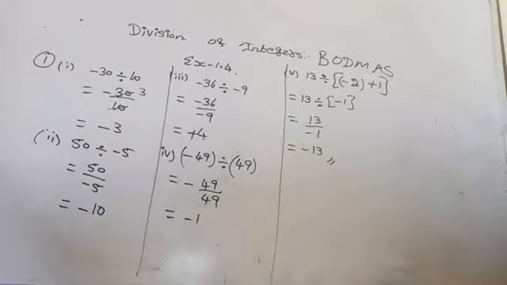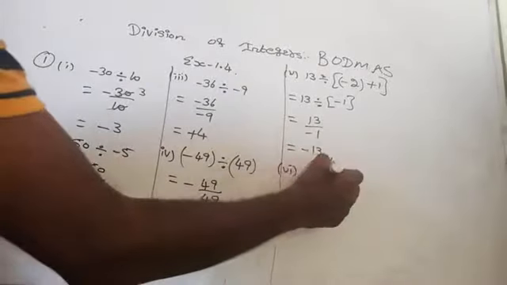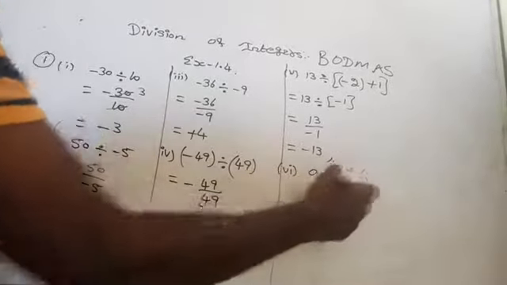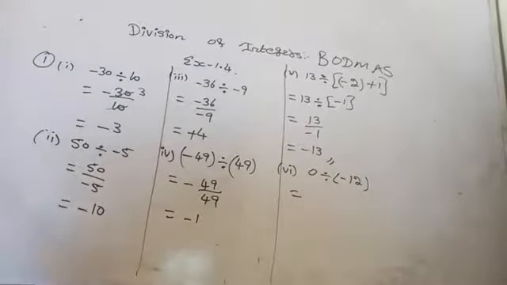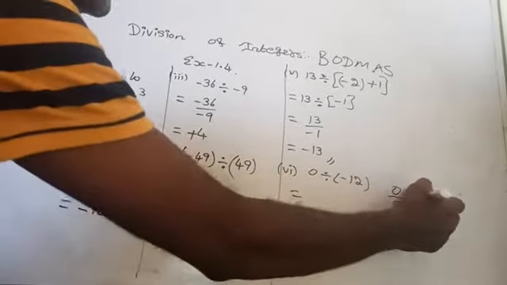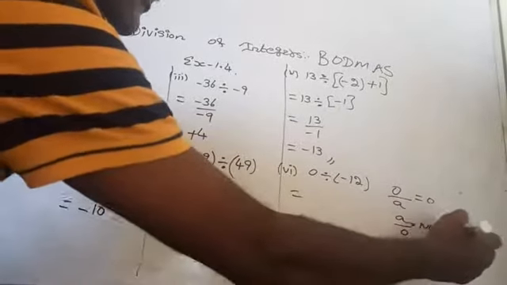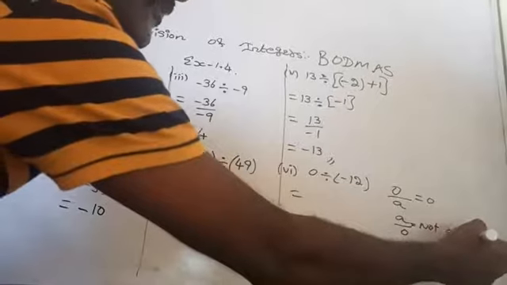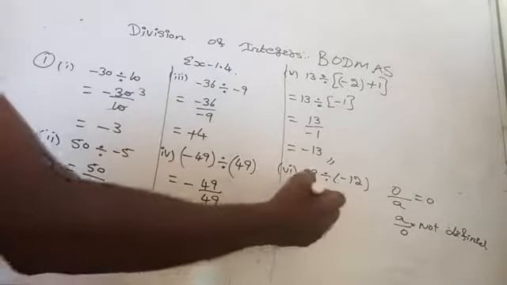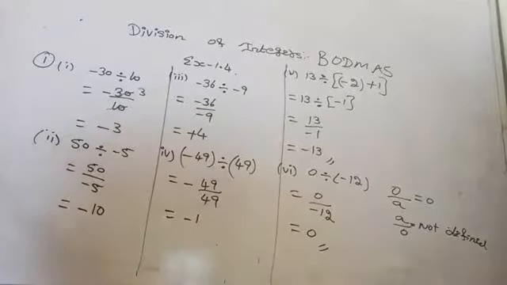Come to the next part now. The next part is 0 divided by minus 12. 0 by anything is what? 0. Anything by 0 is not defined. So 0 divided by minus 12 is equal to 0. Am I right here? Yes. Then come to the next one.